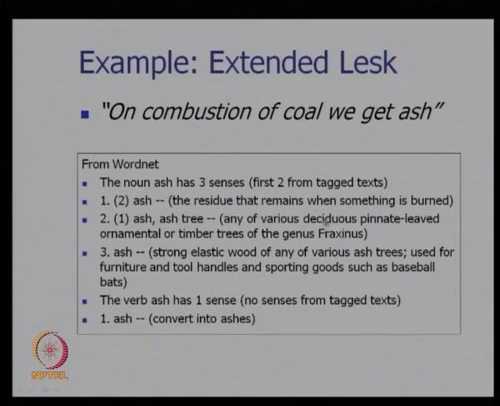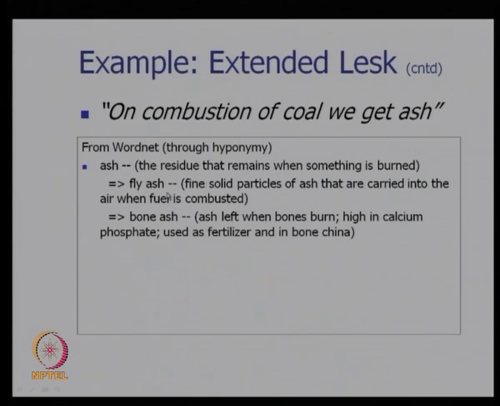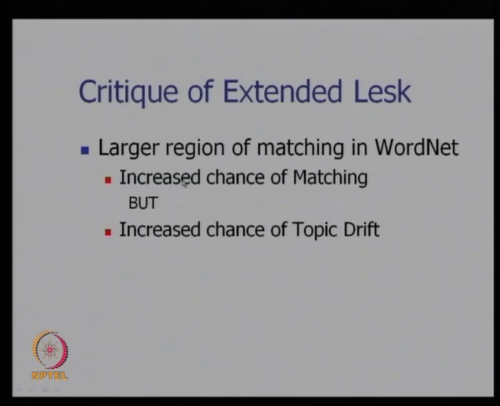So, in its own node, there is no overlap because we do not have the word burning here, even though it is synonymous. But we do get an overlap when we follow the hyponymy semantic relation. So, the residue that remains when something is burned, and fly ash is a kind of ash where we find that the definition is fine solid particles of ash that are carried into the air when fuel is combusted. So, combusted has an overlap with combustion. So, this is the winner sense. So, these things were discussed, and the critique is that there can be topic drift.